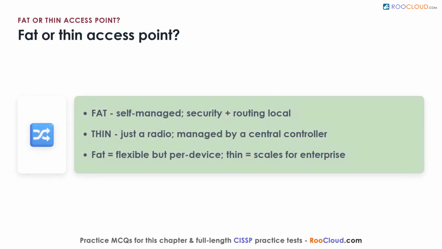What is the difference between a fat and a thin access point? It comes down to where the brains live. A fat access point is fully self-managed. It handles its own security, routing, and filtering locally, which makes it flexible for a home but tedious to configure one device at a time. A thin access point is little more than a radio. All the management is pulled into a central controller that oversees many of them at once. Picture a fat access point as a store manager who runs everything alone, and thin access points as cashiers, all directed from one head office.